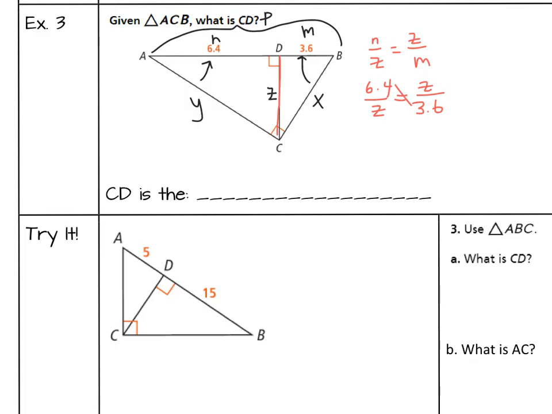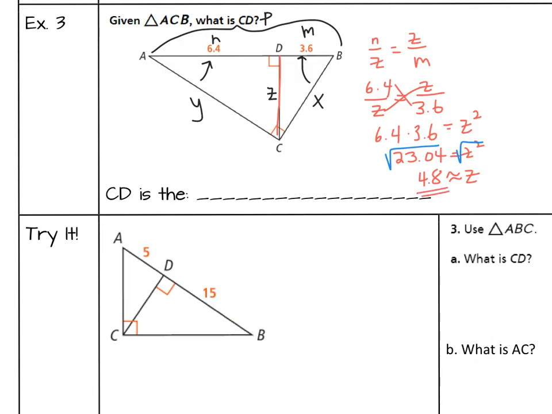So when we cross multiply, we're going to take 6.4 times 3.6. I know, that's kind of tricky. And then Z times Z is Z squared. So if you grab your calculator, 6.4 times 3.6 is 23.04. And that equals Z squared. So we have to square root each side, and that would give us an approximate Z value of 4.8. And that would be that segment in the middle.